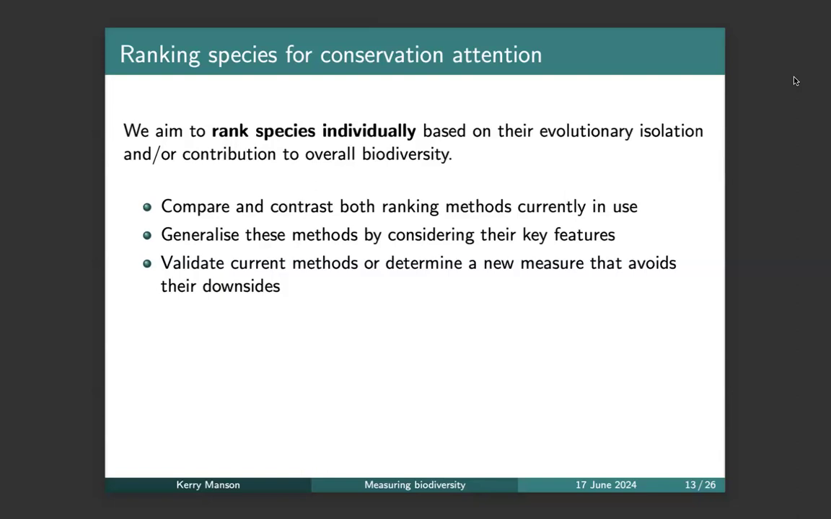But what I'm going to talk about from now on is what methods are used to rank these species. How do we come up with such a ranking? And are these good methods, or do they have issues that we need to think about?